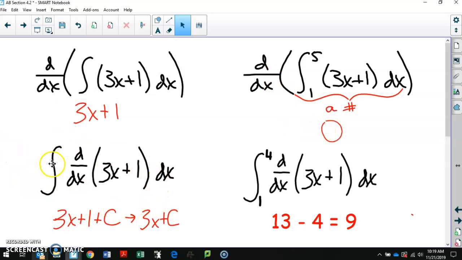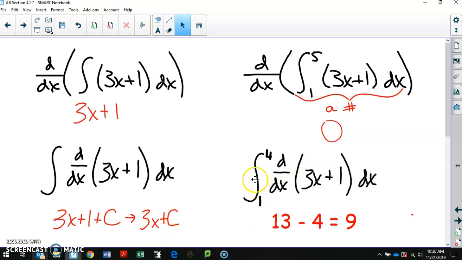Down here lower left, now we have the integral of the derivative of 3x plus 1. So again, things are going to cancel out. Lead me back to the original equation of 3x plus 1, but since the integral is the last thing that occurs, there's a plus c involved, which would be the same thing as then writing just 3x plus c. You could do that if you choose to.